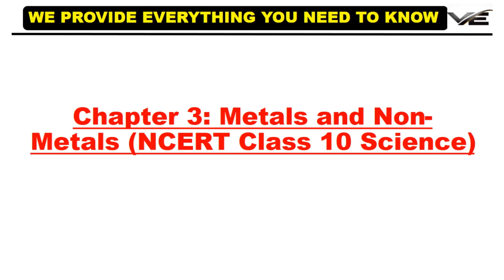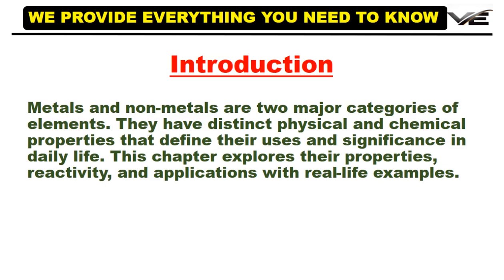Metals and nonmetals. Metals and nonmetals are two major categories of elements. They have distinct physical and chemical properties that define their uses and significance in daily life. This chapter explores these properties, reactivity, and applications with real-life examples.